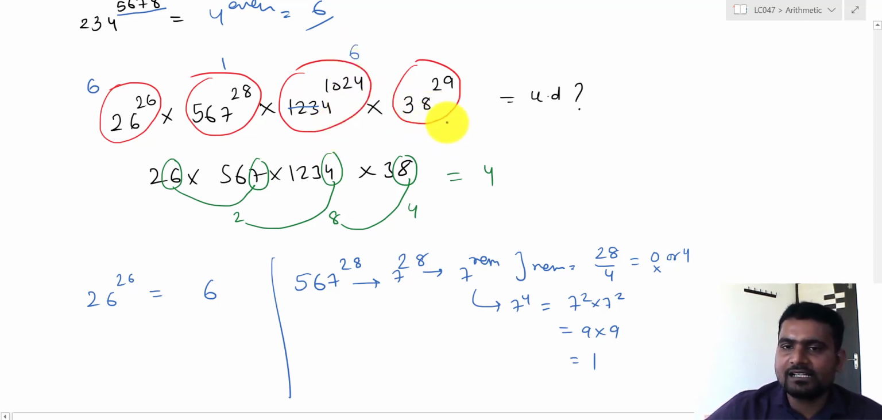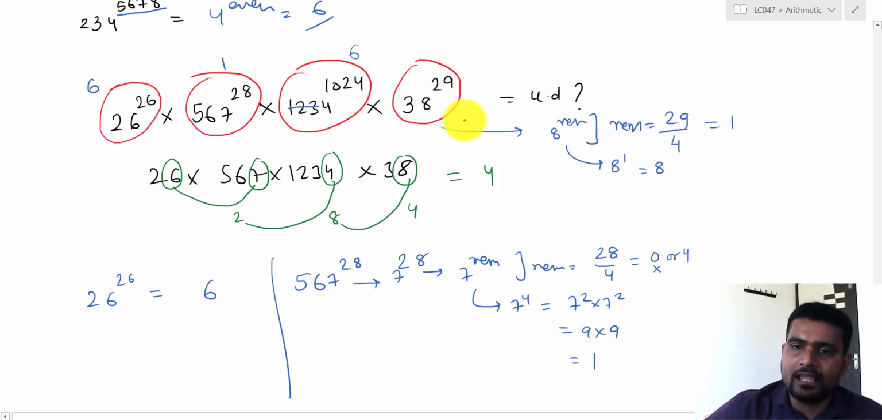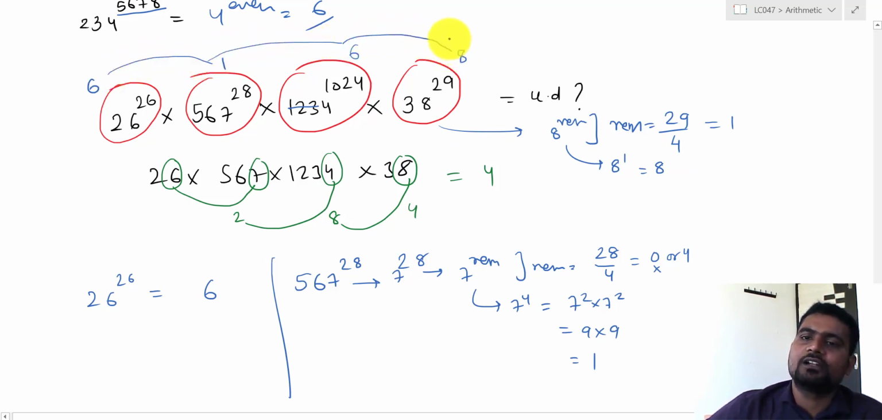Okay, now again 38 raised to power 29. It can be written as only 8 raised to power remainder, where the remainder is when 29 is divided by the cyclicity of 8, that is 4. So the remainder of 29 by 4 will be 1, so it will be the same as 8 raised to power 1, that is 8. Now find the unit digit of this. So 6 into 1 is 6, 6 into 6 is 36, 6 into 8 is 48, so 8 will be your answer. Okay, so that is how you are going to solve.